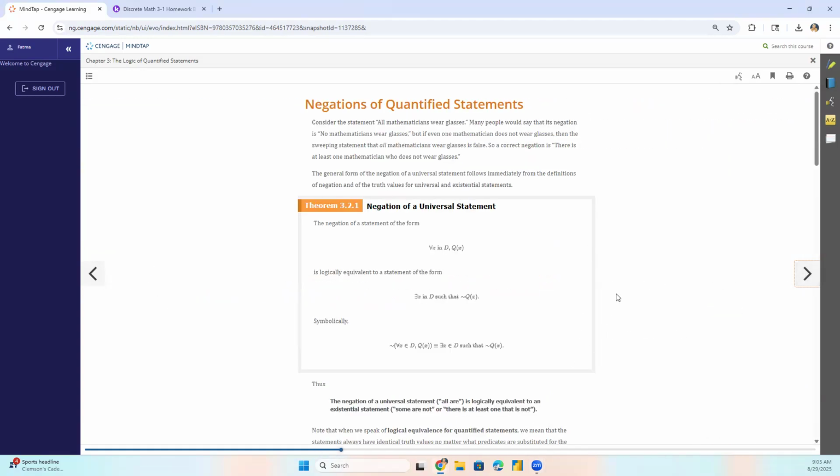The first rule we want to understand is how to negate a universal statement. When we have this universal statement, which is for every x in D, Q of x, and we want to negate it, its negation will be equivalent to this form. For all x in D becomes there is some x in D, or at least one x in D, such that not Q of x. So we're changing Q to not Q, and changing "for every x in D" to "there is at least one x in D such that not Q of x."